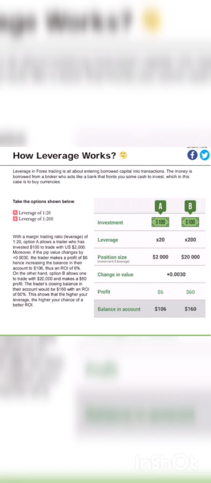The change in value is plus 0.30, guys, which is very huge. So the profit between the two, if I use the leverage, my profit here would be $6, while here it is $60. The balance in the account is actually 106, and here it's 160. So when we remove the money that you used, you get $6. And when you remove the money that you used for B leverage, it's actually $60, guys. So that's how leverage works.